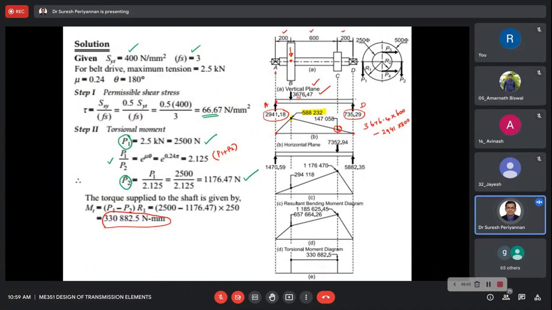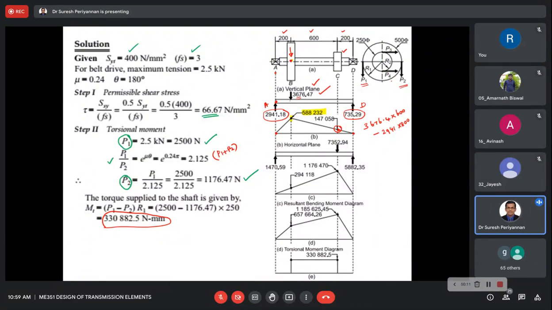Whatever we discussed now is for the first pulley subjected to vertical load P1, P2. The belt is connected in the vertical direction. Now we go for the horizontal plane. Now this pulley is connected horizontally by the belt. The belt is connected horizontally for the power transmission. Now what is the load? See here.